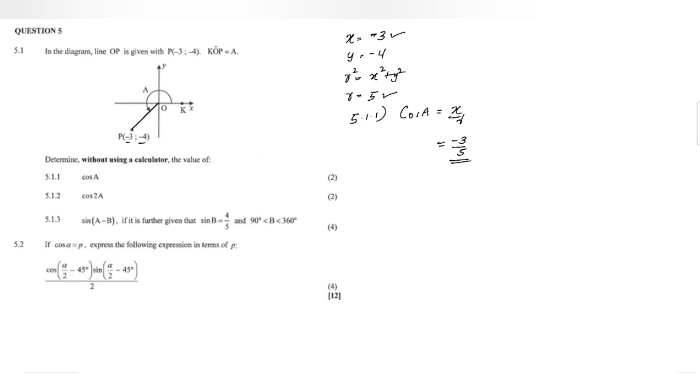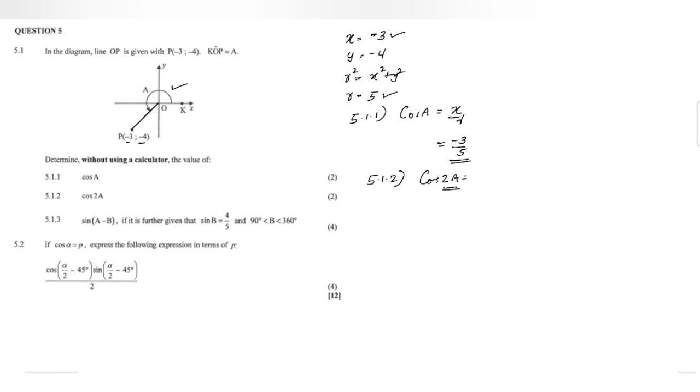Now we move to question number 5.1.2. How do we do it? Cos 2A. Here, what is the angle? 2A. If the angle is not A, but anything else, here 2A means double angle, isn't it? 2A means you can't use this diagram directly. This diagram we got only for angle A. So 2A you have to first express in terms of A.